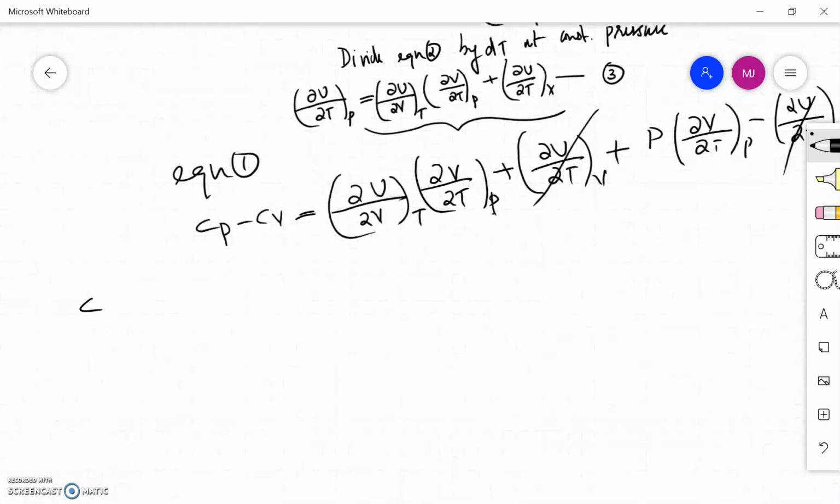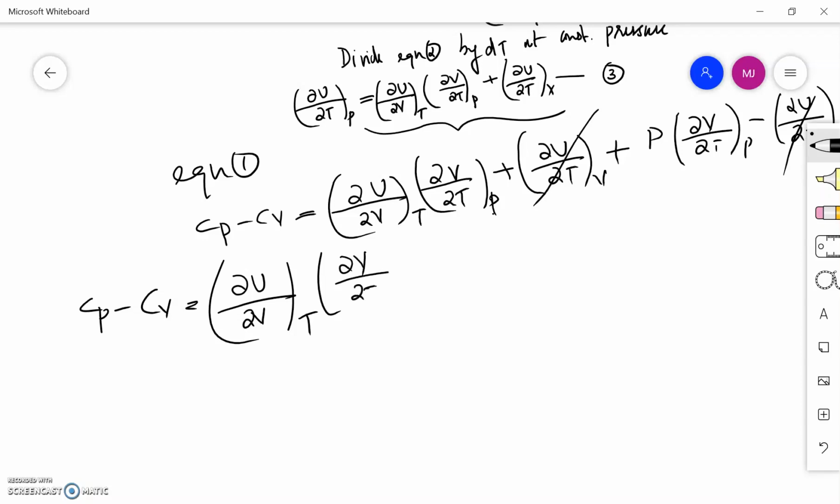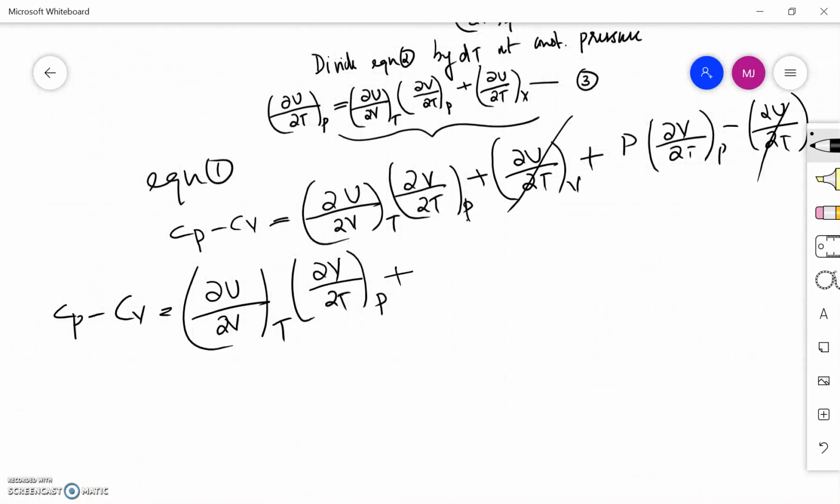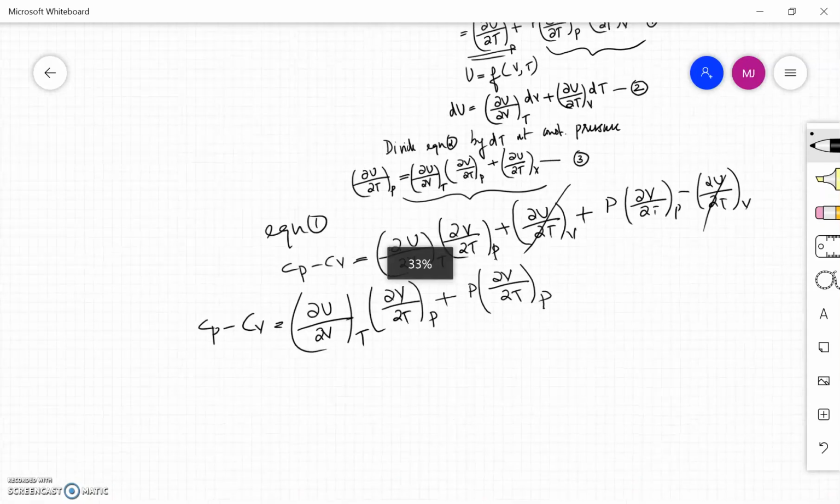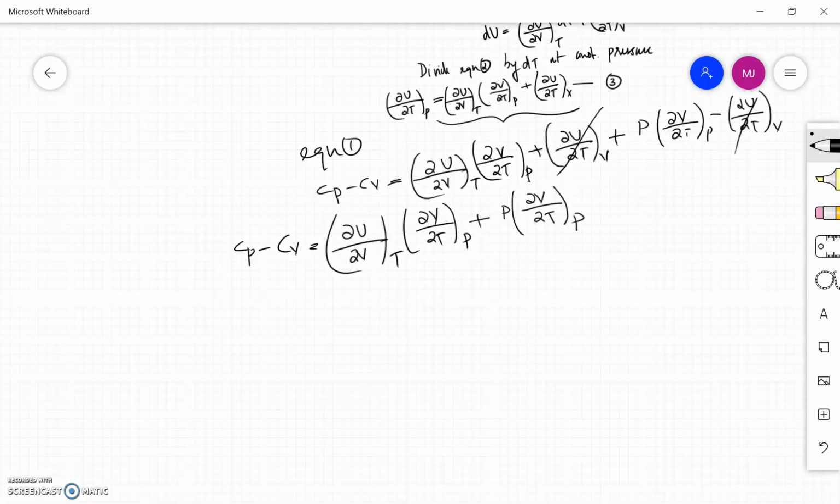So the expression becomes Cp minus Cv equal to ∂U/∂V at constant temperature into ∂V/∂T at constant pressure plus P ∂V/∂T at constant pressure. The expression will be reduced to this.